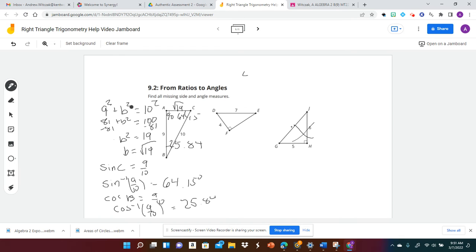So up here, I'm going to use the Pythagorean theorem, and I'm going to go 4 squared plus the other leg, b squared, is equal to the hypotenuse squared, so 7 squared. So 4 squared, we have 16, plus b squared is equal to 7 squared is 49. So I'm going to subtract 16 from both sides, and you would get b squared is equal to 49 minus 16 gives us 33. So then taking the square root of both sides, b would equal the square root of 33.